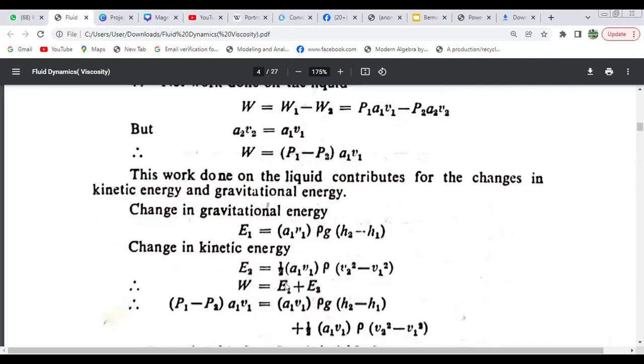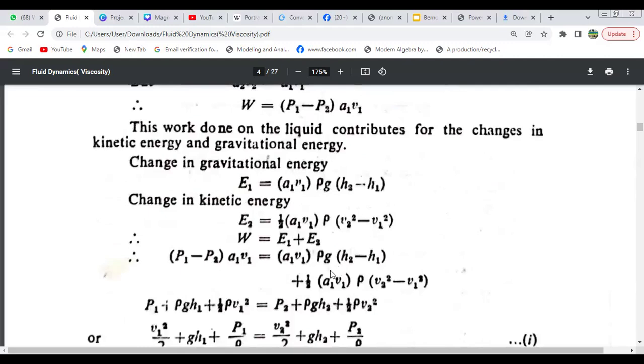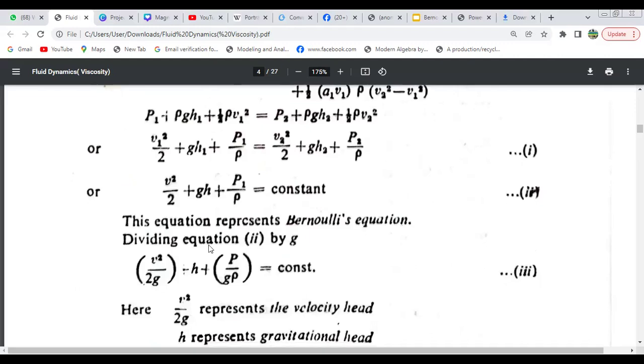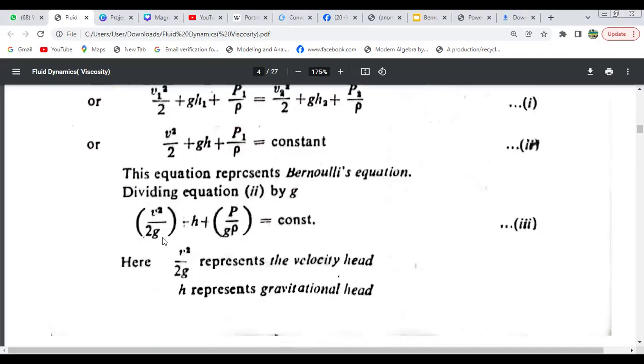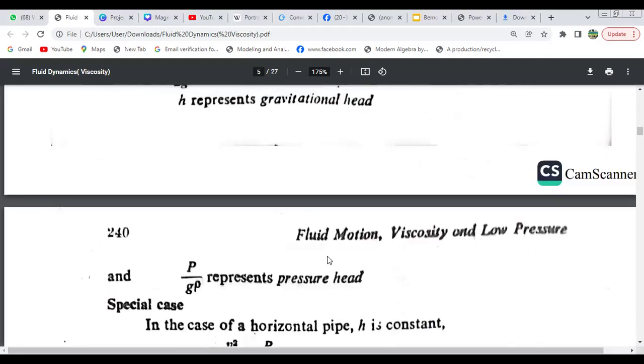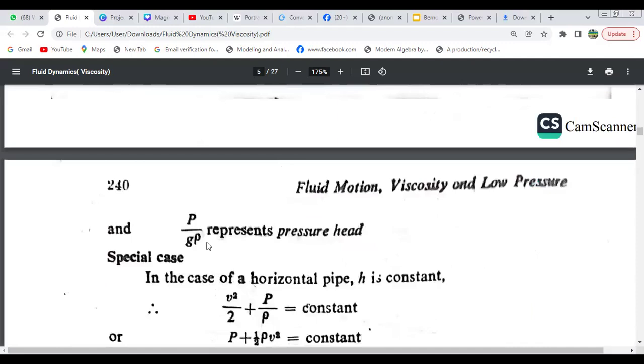So the total work done will be E1 plus E2. Just putting in the values, we get this equals this. This is the before and this is the after. So actually this is the constant: v square by 2 is the kinetic energy, this is the potential energy, and this is the pressure. So this equation represents Bernoulli's equation. Dividing equation 2 by g, we get this constant. Here v square by 2g represents the velocity head, h represents the gravitational head, and p by rho g represents the pressure head.